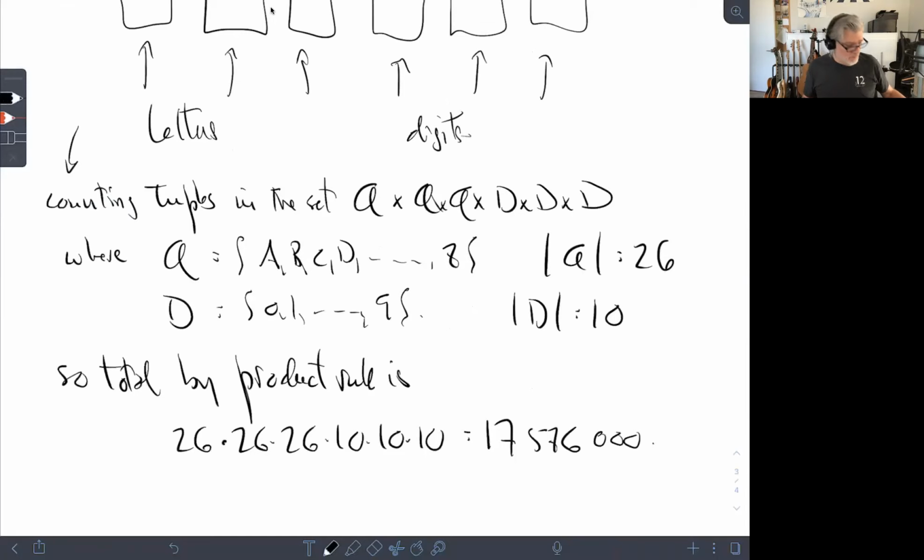Okay, so that's the total number of license plates that can be produced with this pattern. Now, once you know what you're counting, it's easy, right? The problem is to make sure that you know exactly what you're counting. There are some extra difficulties that will creep up eventually. And I can tell you very, very simple looking counting problems can be very, very tricky.